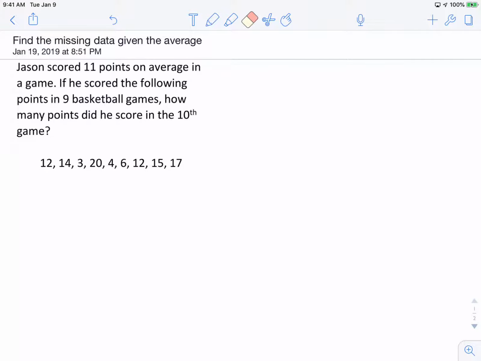Jason scored 11 points on average in a game. If he scored the following points in 9 basketball games, how many points did he score in the 10th game? Now, remember, when you are dealing with algebra, you have to do the opposite in every situation. So let's go ahead and just set this up like we normally would.